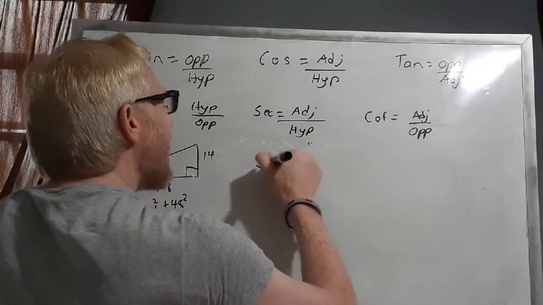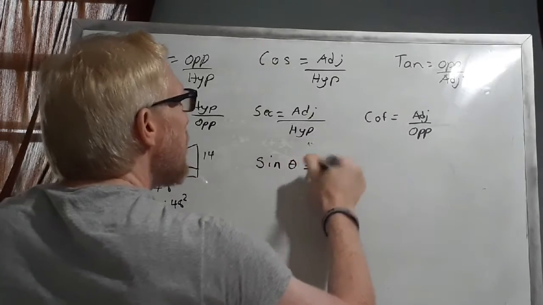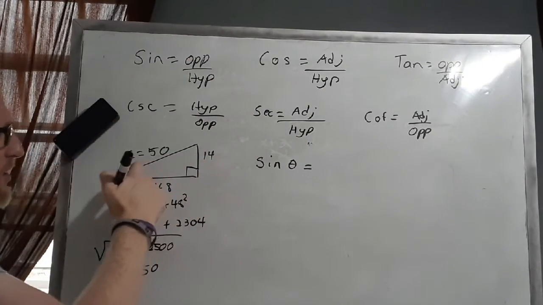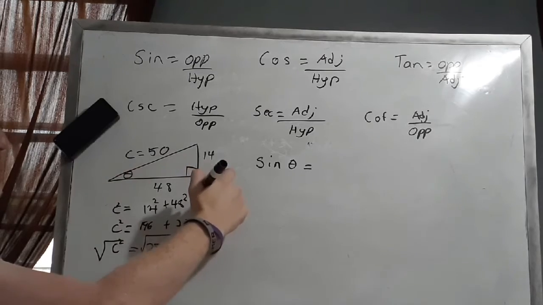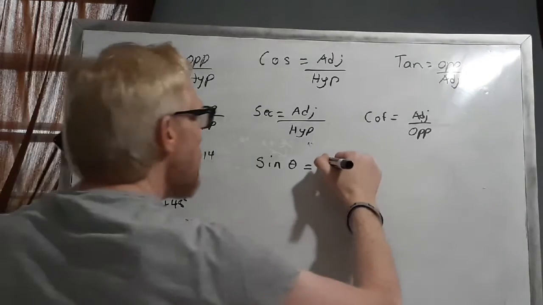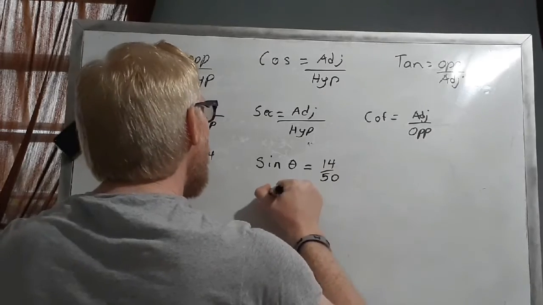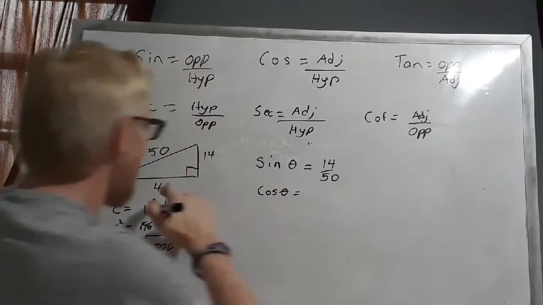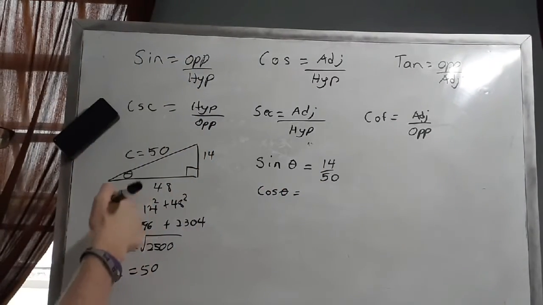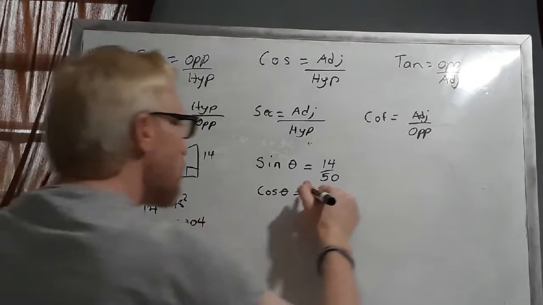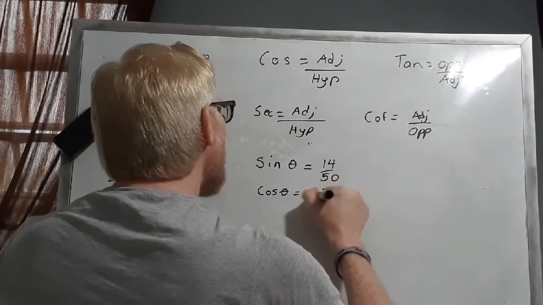So we're going to look for the sine of Z, and we know that sine of Z is opposite over hypotenuse. So the opposite is the side farthest from Z, which is 14, over the hypotenuse, which is 50. So we say 14 over 50. The cosine of Z is adjacent over hypotenuse, adjacent being the side closest to Z, which is 48, over the hypotenuse, which is 50.